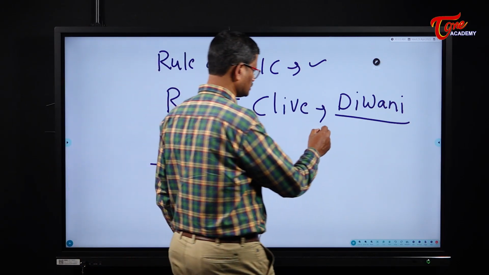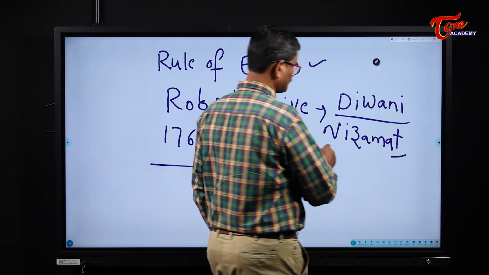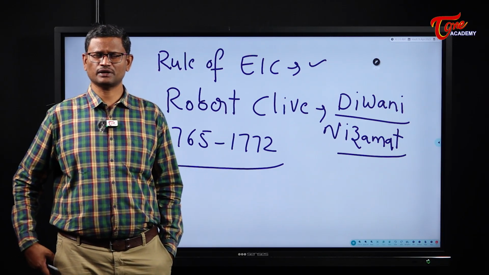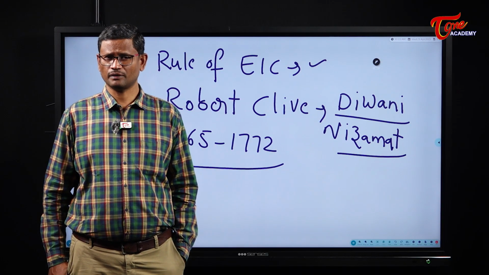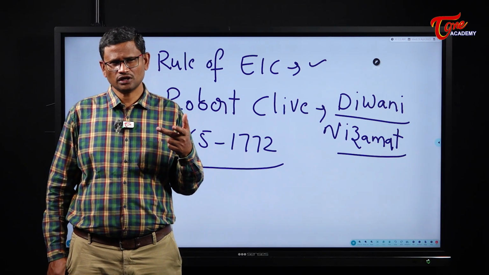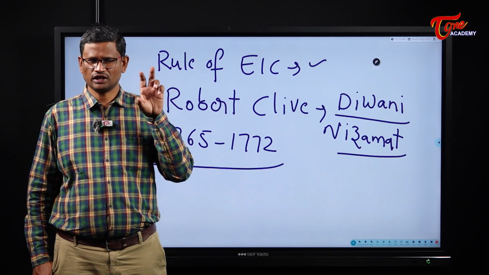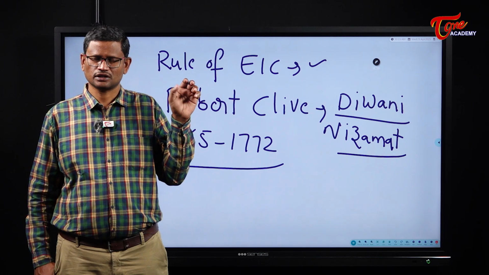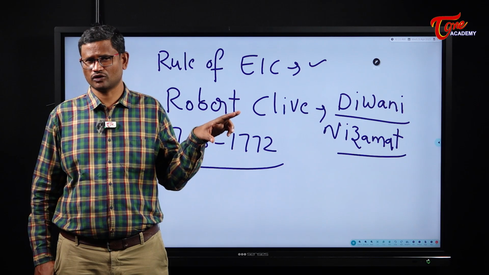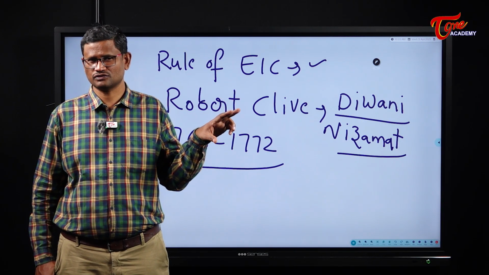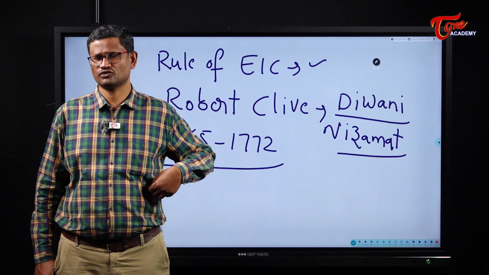Then the Nijamat functions, that is maintenance of law and order, in the province of Bengal was entrusted to the Nawab of Bengal. So this dual government is called Robert Clive's famous dual government. Diwani functions, the collection of land revenue, were with the Britishers. Nijamat functions, maintenance of law and order in the province of Bengal, were with the Nawab of Bengal. This is famously called the dual government of Robert Clive.